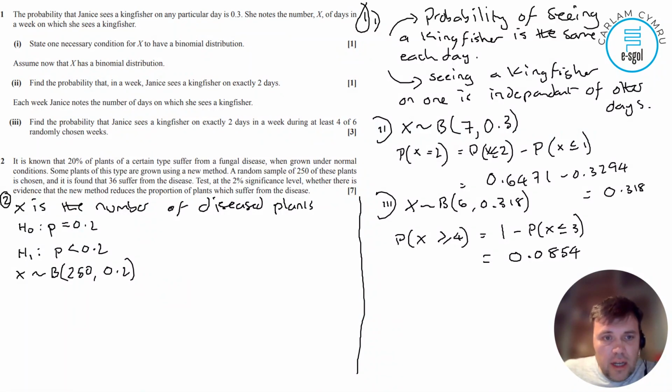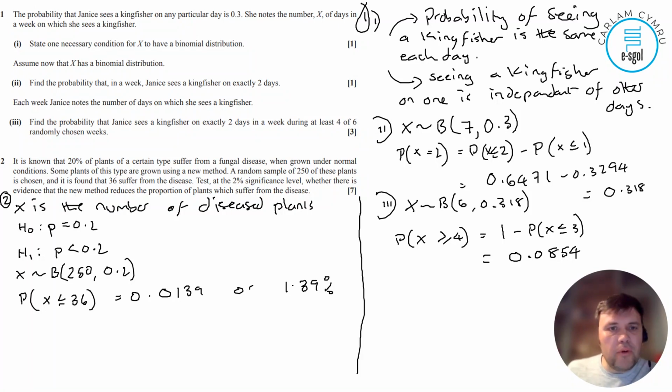Again, using the calculator, because I don't think the tables go up that far, it's going to be P(X less than or equal to 36). And we don't need to do 1 minus, because we're looking for the 36 of these which suffer from the disease. And that is equal to 0.0139, or 1.39%. Left as 1.4, it's fine.